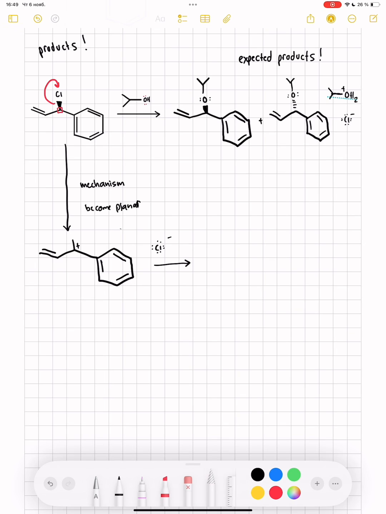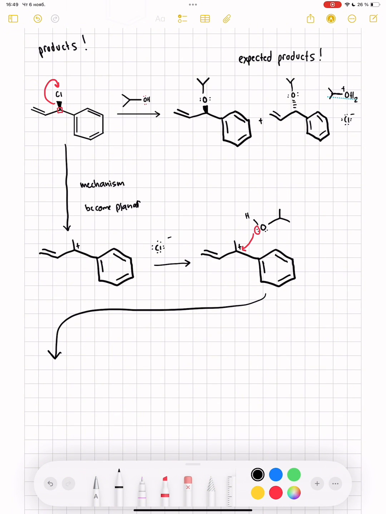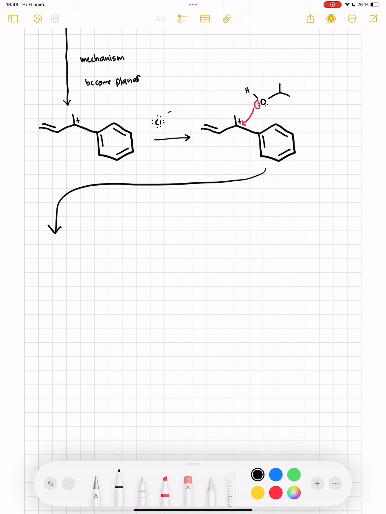Here I'm going to redraw it again so you can see how our solvent, or nucleophile in this case, is going to attack that carbon because it wants electrons. It's in need of them, and our nucleophile is electron rich. Okay. Now, oxygen is going to take place.